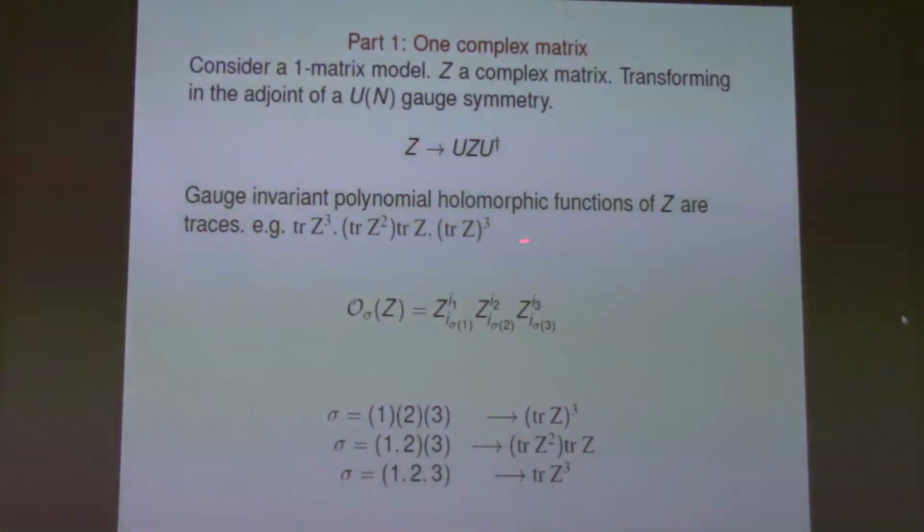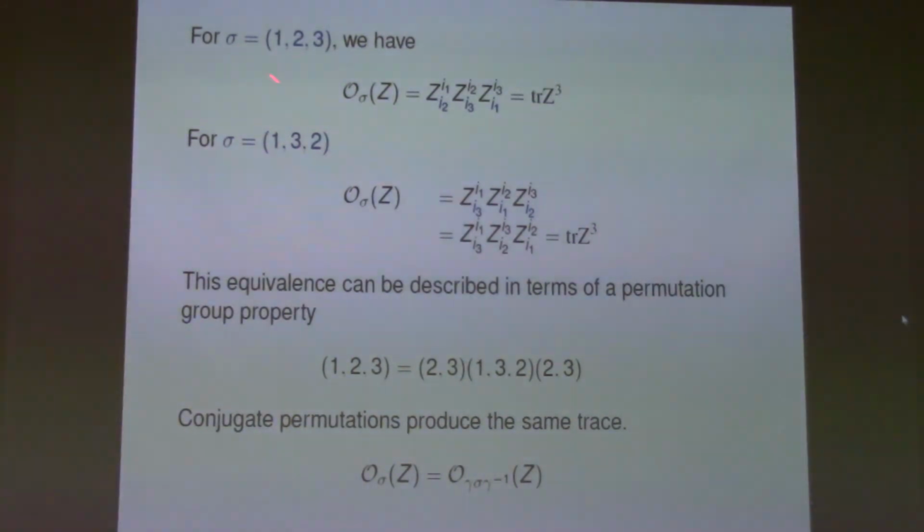Now, all these traces, as we said, are invariant things, so they are obtained from the general matrix elements by doing contractions. So you can order the first index 1, 2, 3. These are going to be some permutation of 1, 2, 3. So if the permutation sigma maps 1 to 2, 2 to 3, and 3 to 1, that is trace Z cubed, because this is how it's contracted.